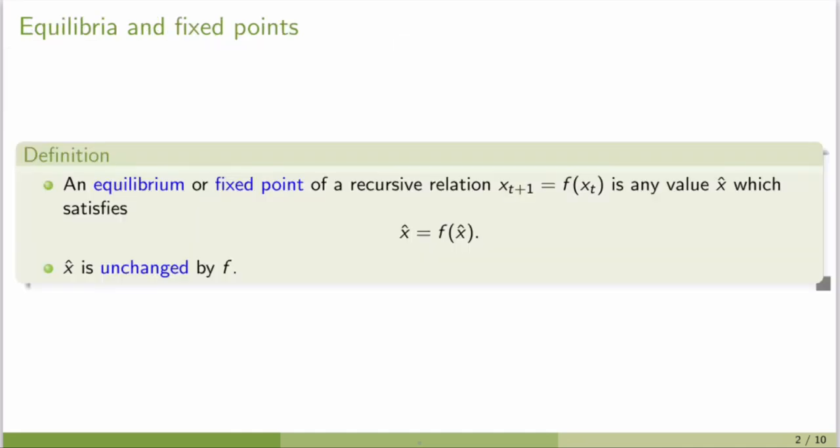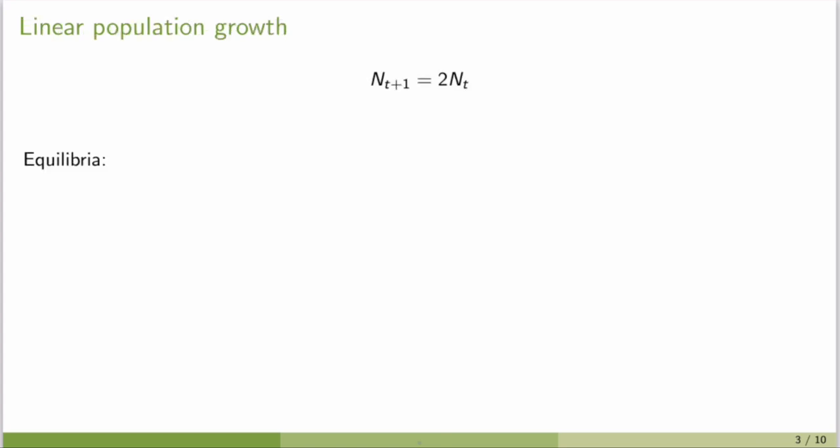For such a difference equation, we define an equilibrium or a fixed point to be a state which doesn't change. So if I go from x_t to x_{t+1}, I do not change, I want to keep the same, which means I satisfy this equation, x hat is equal to f of x hat, and then this value is called an equilibrium or a fixed point. x hat is unchanged by f. So let's look at two examples.